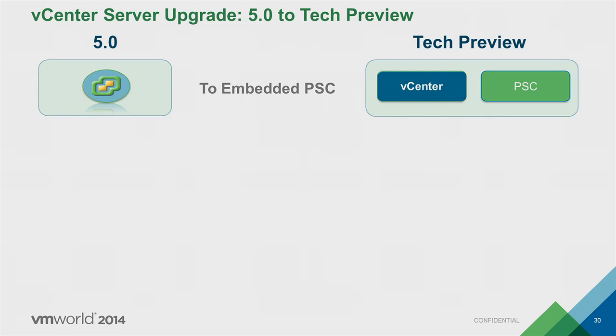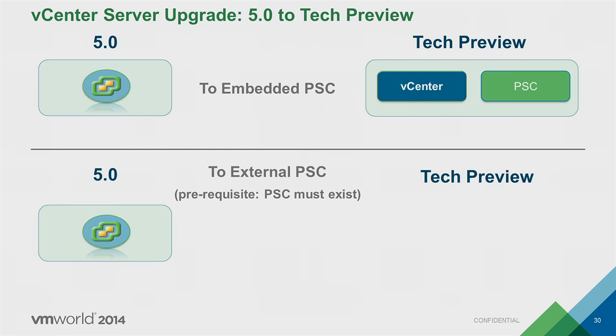We'll quickly walk through the upgrade. In 5.0, we didn't give you any platform services. There was no SSO concept. It was one monolithic VM which had everything. If you want to upgrade 5.0 to embedded, we will stand up a PSC for you, and we'll upgrade 5.0 to a new vCenter instance by exporting the data and importing the data into the new VC.